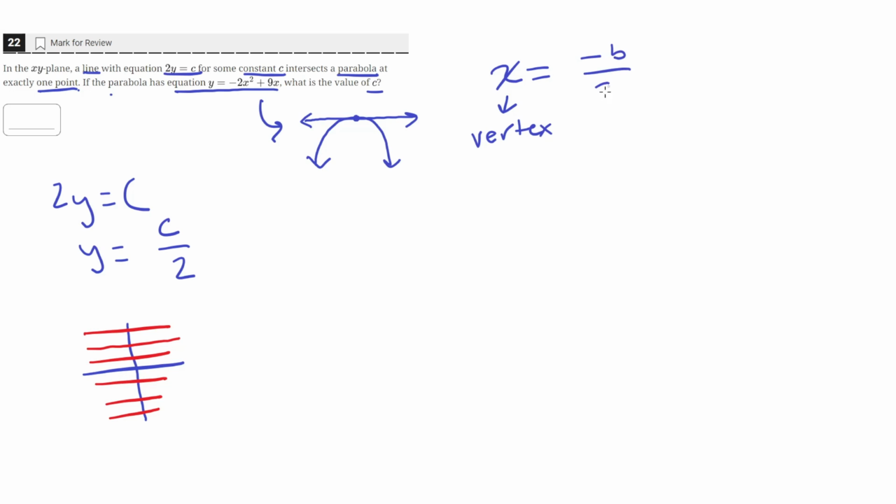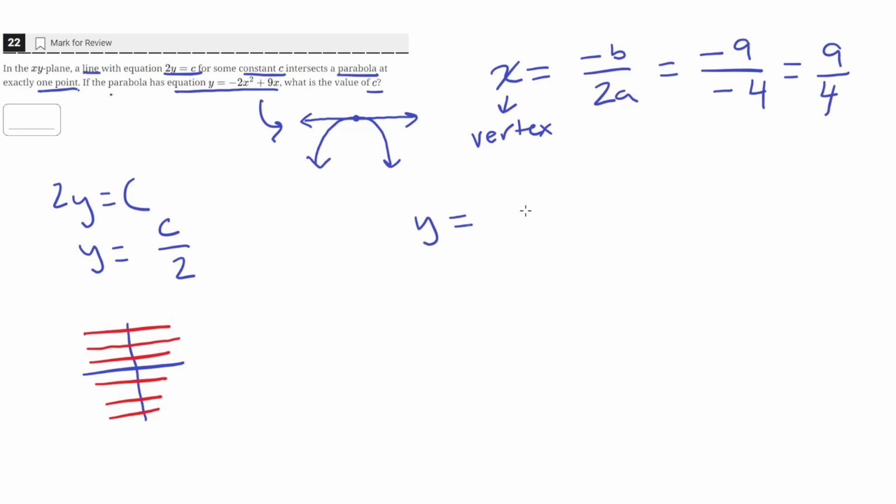So the x value at the vertex of a parabola is equal to negative b over 2a, where b is the coefficient of the x term and a is the coefficient of the x squared term. So in this case it's just negative 9 over 2 times negative 2, which is just negative 9 over negative 4, which we can simplify to 9 over 4. Okay, so this is the x value of the vertex, which is the point where they intersect.